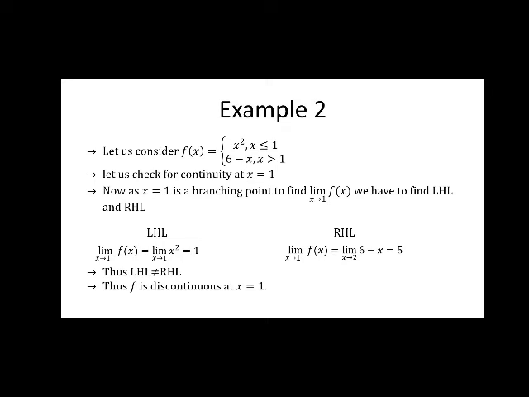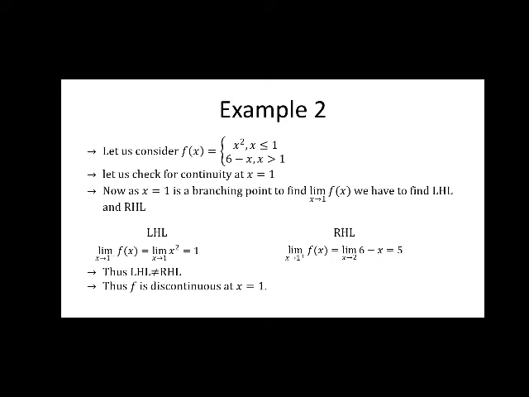Jump discontinuity will always be possible in the case of branching functions, where there are branches. And how do we understand there is a jump discontinuity? We will see that the left hand limit and the right hand limit are not equal.